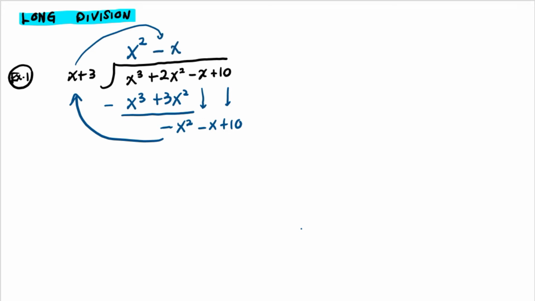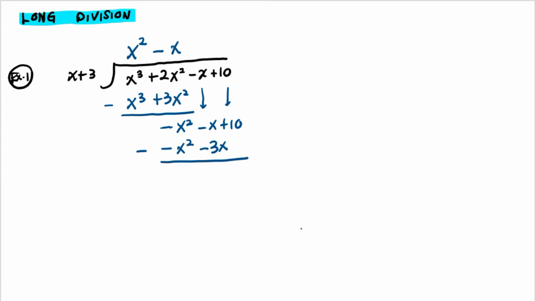Alright, so when you have a negative x, you go back this way. Negative x multiplied with x, you will have a negative x squared. Another one, negative x multiplied with 3, you will have a negative 3x. Right now, what will happen? You have to subtract here. Negative x squared minus negative x squared will become 0. Negative x minus negative 3x, this one will become 3 minus x, so you have 2x.